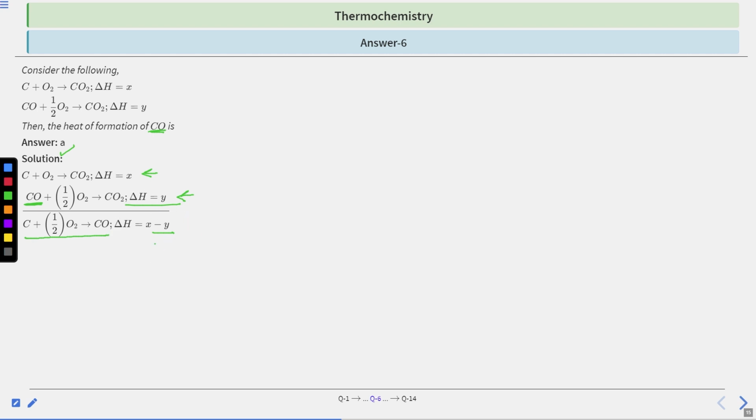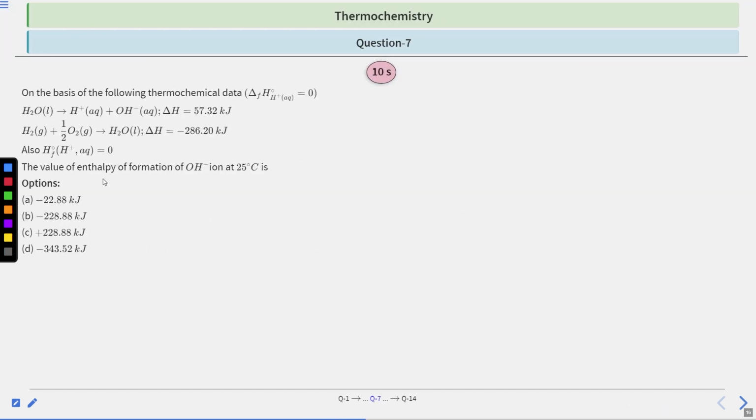So this is the reaction for the formation of carbon monoxide, and the heat of formation of carbon monoxide comes out as X minus Y, because we just reversed this reaction, so it becomes minus Y, and then we are adding these two equations, so it becomes X plus of minus Y, that is X minus Y. Hence option A is the correct answer.